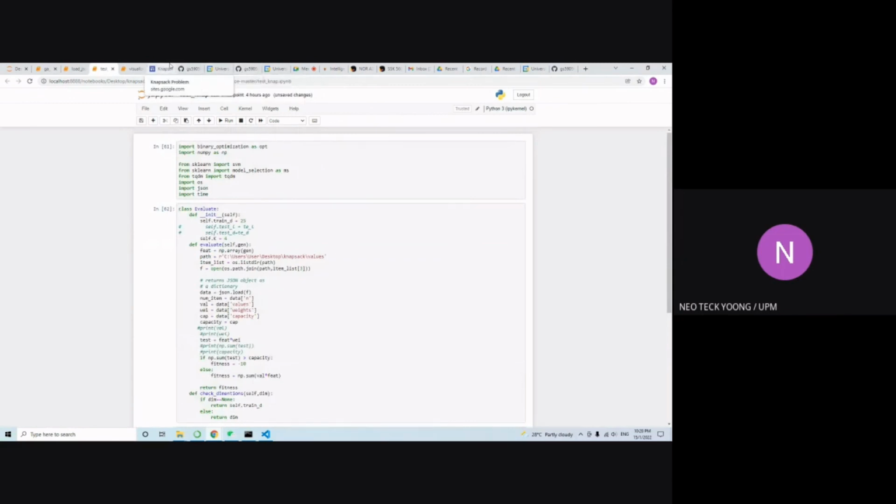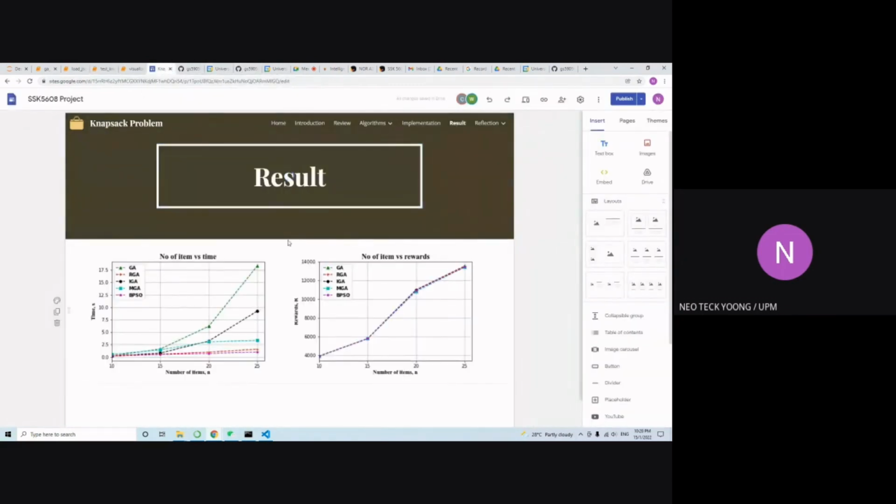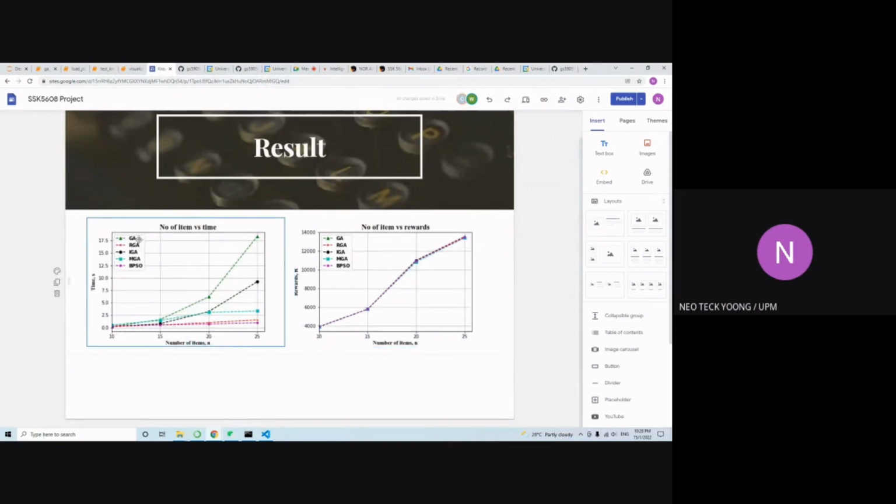Let's go back to the results where we tabulated it. In the results section, we tabulate one by one the genetic algorithm, the restart genetic algorithm, the island genetic algorithm, the modified genetic algorithm, and the binary particle swarm optimization. From the graph we can see that the more items the algorithm needs to choose from to optimize, the genetic algorithm takes the most time, and the binary particle swarm optimization takes the least time. Then the restart GA takes slightly less, and the modified GA a bit higher. These are the top 3 results where the time is less.